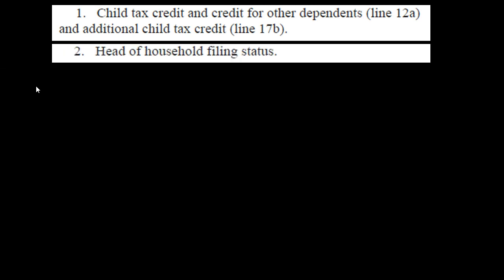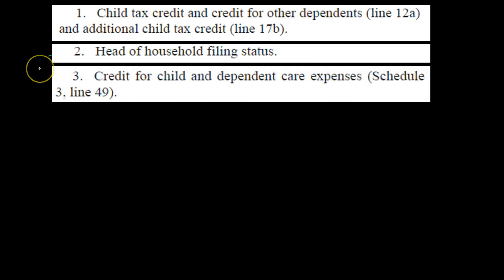Number 2, head of household filing. Note this is another kind of benefit of possibly having a child: it may help you, the taxpayer, to qualify for head of household rather than single filing. Obviously the child tax credit could be a $2,000 credit. The head of household rather than single filing could allow that taxpayer to then have lower tax brackets and other types of benefits from not filing as single but head of household.